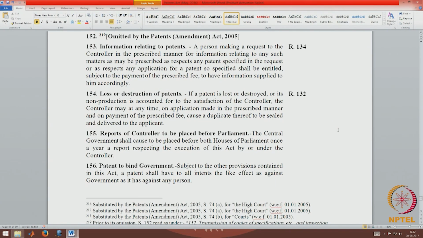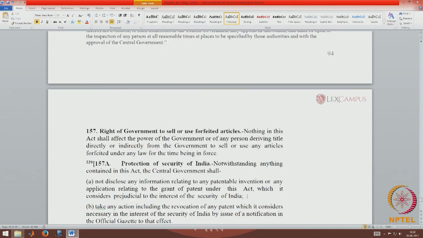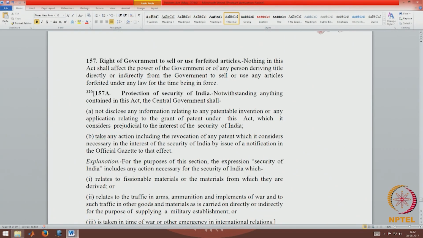154 deals with loss or destruction of patents. By loss or destruction, we talk about the patent certificate. You could ask for a duplicate, it's provided for. Now reports of the controller to be placed before Parliament. 155 deals with that. 156 says that the patent binds the government. So the government grants the patent, but it is also binding on the government. And 157 deals with the right of the government to sell or use forfeited articles. The articles that are forfeited, which could be patented, can be sold by the government.